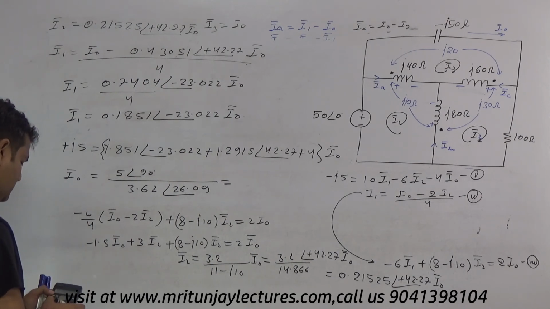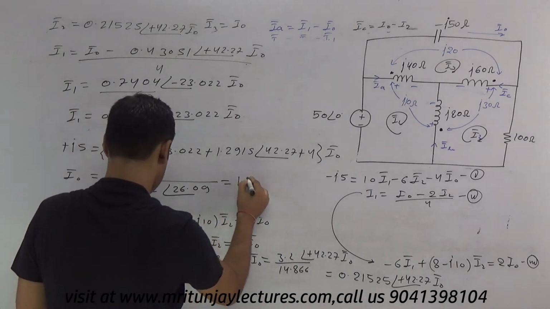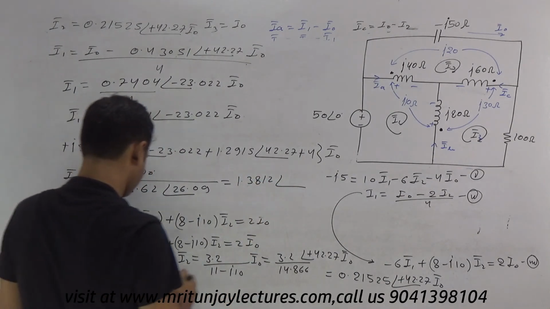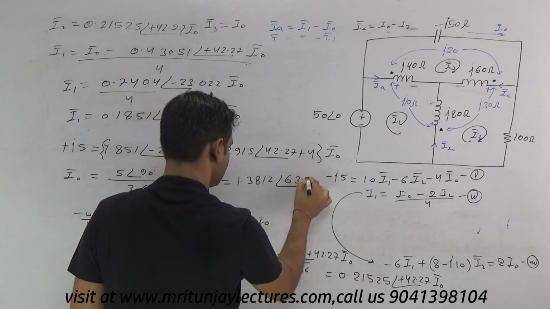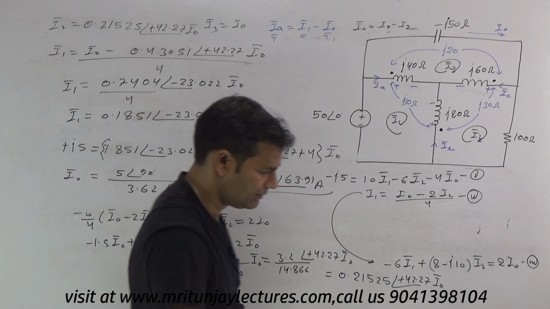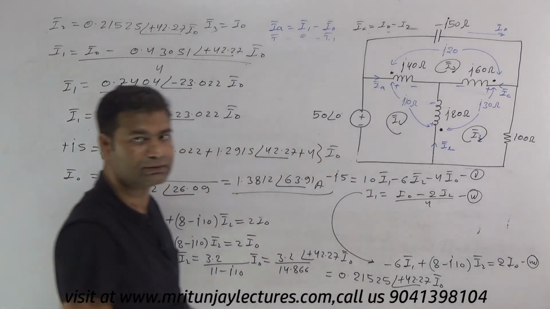So finally 5 at the angle 90 divided by 3.62 at the angle 26.09, and we got that is 1.3812 at the angle 63.91 ampere. This is the final answer. Okay, this is the final answer.